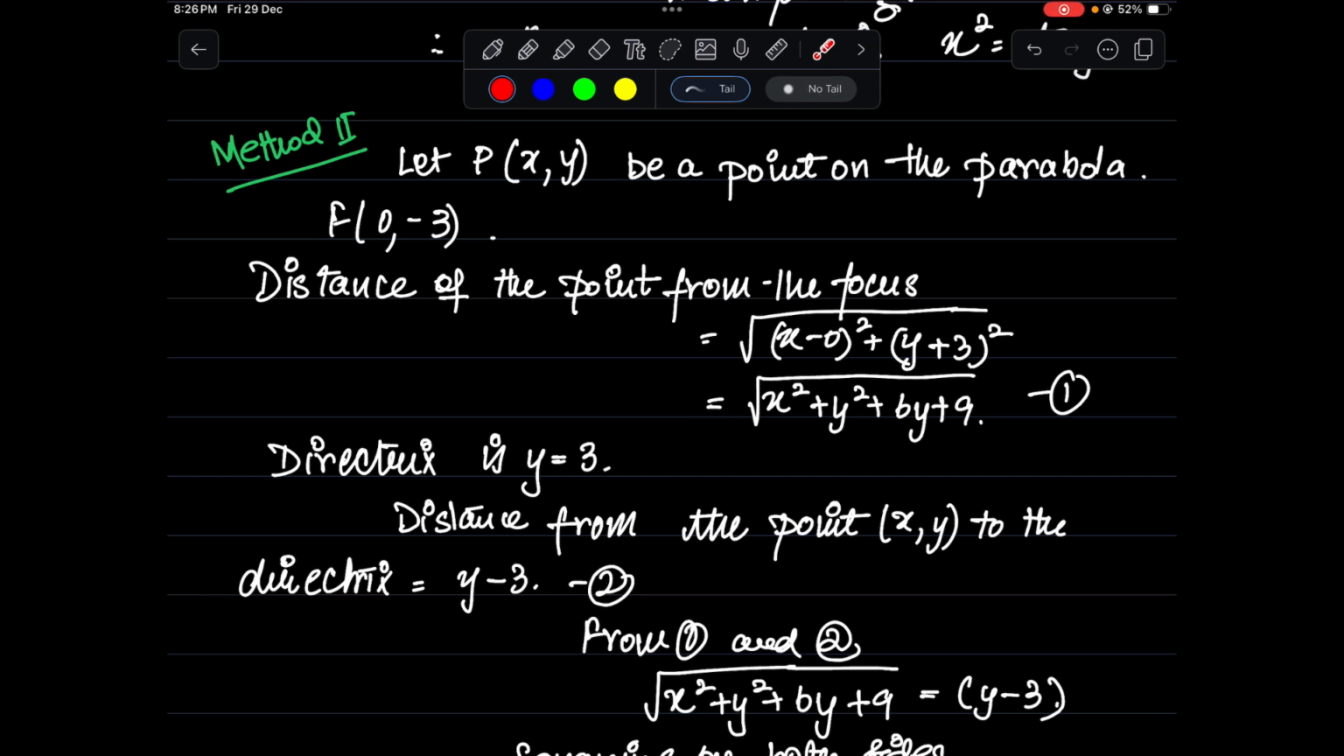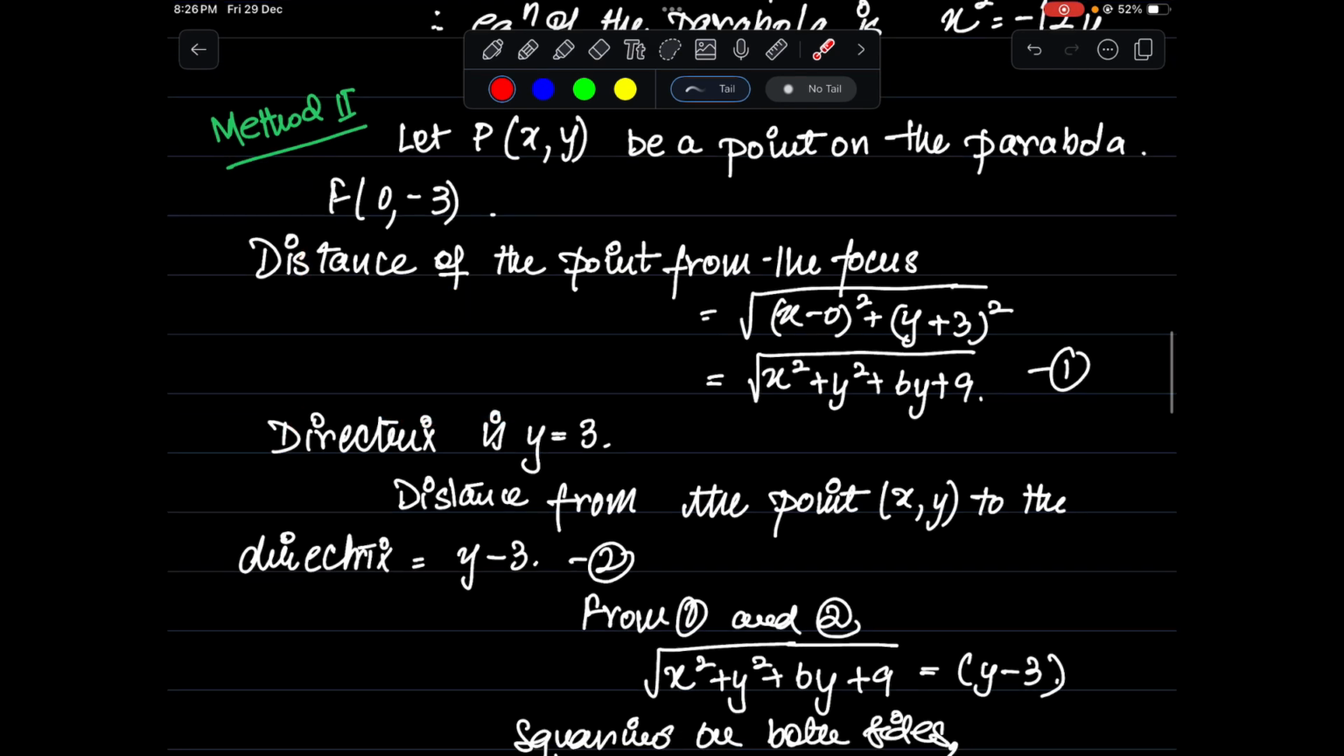So what you do is you're going to make use of the definition of the parabola. You take any general point on the parabola. Now you know that, let me just draw it over here, any point on this will be at equal distance from the directrix and the focus. So I am going to find this distance and I will equate both of them.